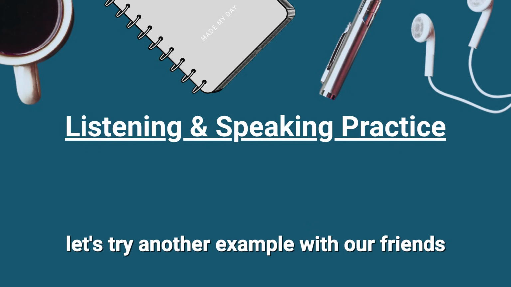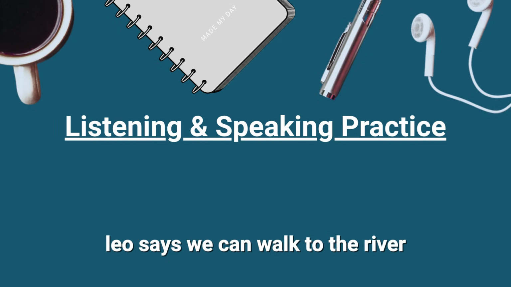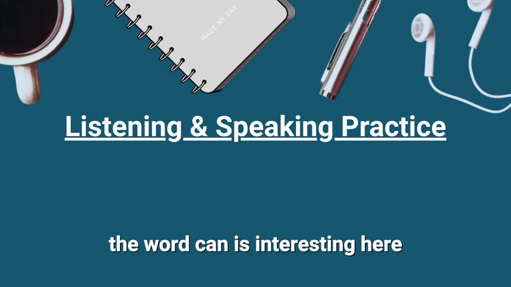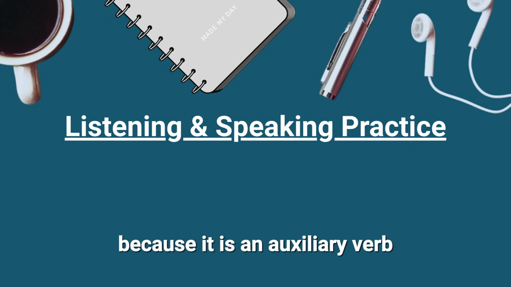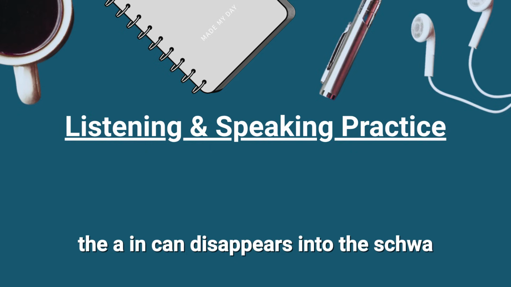Let's try another example with our friends. Leo says, "We can walk to the river." A listener might hear, "We kn walk tuh the river." The word can is interesting here. Because it is an auxiliary verb helping the main verb walk, it is usually weak. We can walk sounds like we kn walk. The a in can disappears into the schwa.